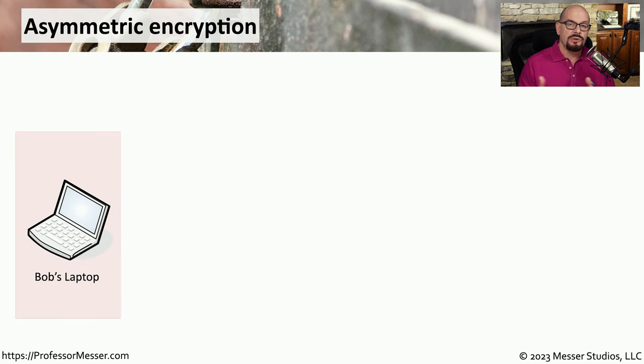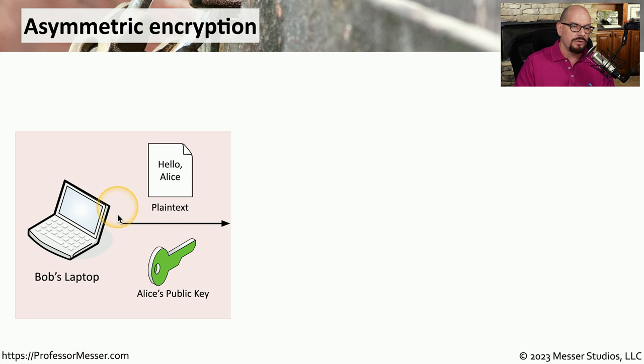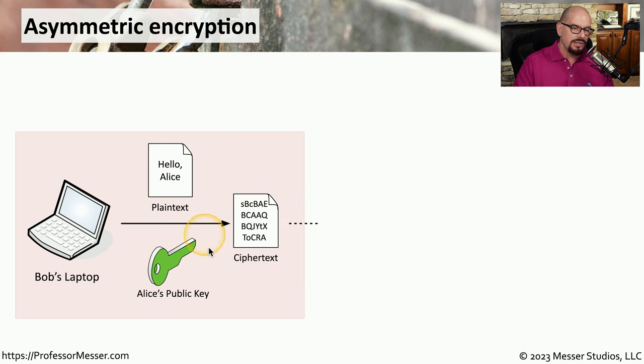So now that Alice has created a public and a private key, she's made the public key available to everyone, there is a friend of hers named Bob who would like to send Alice an encrypted message. Bob starts on his laptop by writing the message that we'll refer to as the plain text that says, "Hello, Alice." And he has Alice's public key because as the public key, it's available for anyone to use. This goes into the asymmetric encryption software, which then creates the ciphertext. This is the combination of the plain text and Alice's public key.